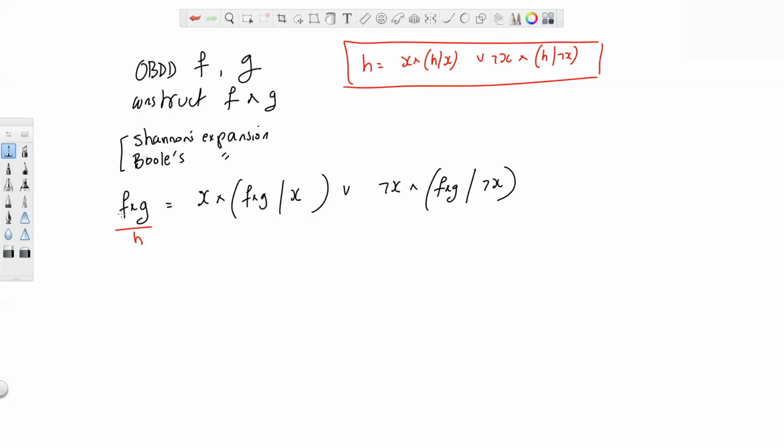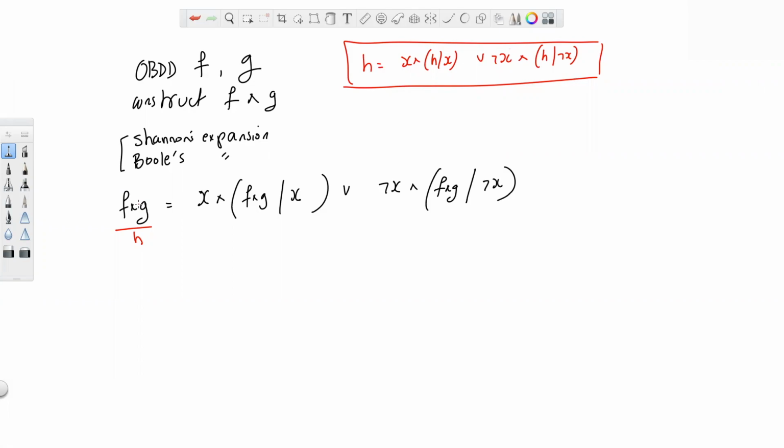The trick is this variable that we're going to use, x, is not going to be arbitrary. Remember, this is an OBDD, this is an OBDD. And the requirement here, we should have spelled it out, is they both use the same variable ordering. So we're going to pick x to be the variable that appears first in either of these, and then we're going to do this expansion.